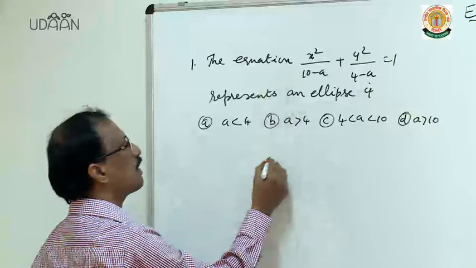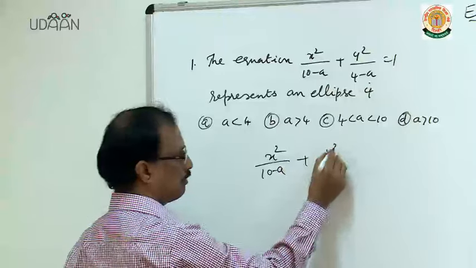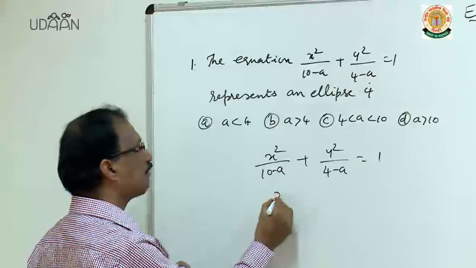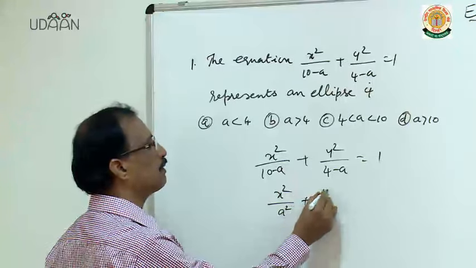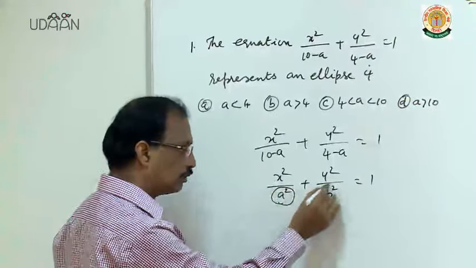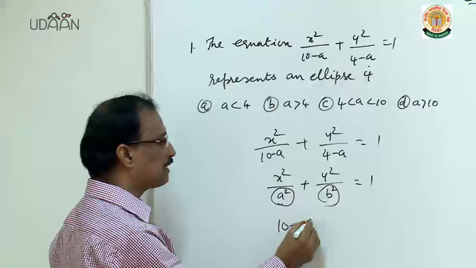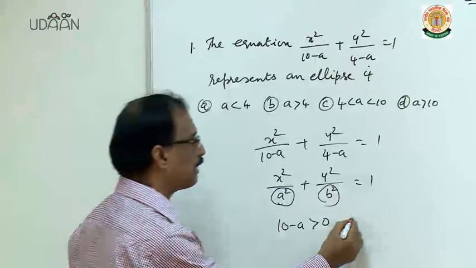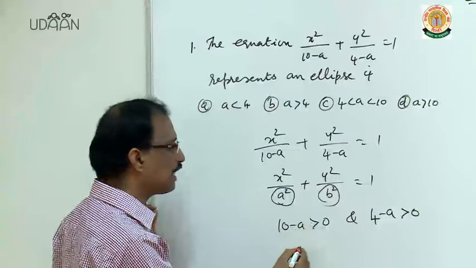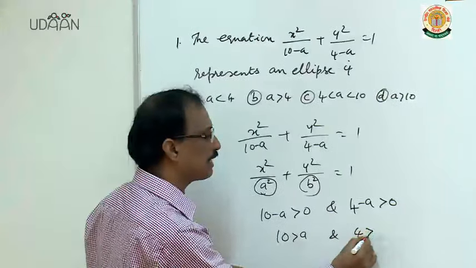So now here the equation is x square by 10 minus a plus y square by 4 minus a equal to 1 दिया है. हमें स्टैंडर्ड फॉर्म क्या पता है, x स्क्वायर बाई a स्क्वायर प्लस y स्क्वायर बाई b स्क्वायर इक्वल टू 1. सो ये स्क्वायर है तो ये पॉजिटिव होना चाहिए हमेशा. सो पॉजिटिव मतलब 10 माइनस a ग्रेटर दैन 0 and 4 minus a greater than 0. So 10 minus a greater than 0 है तो 10 is greater than a and 4 is greater than a.